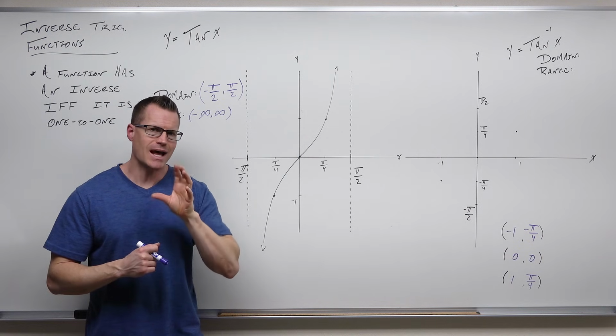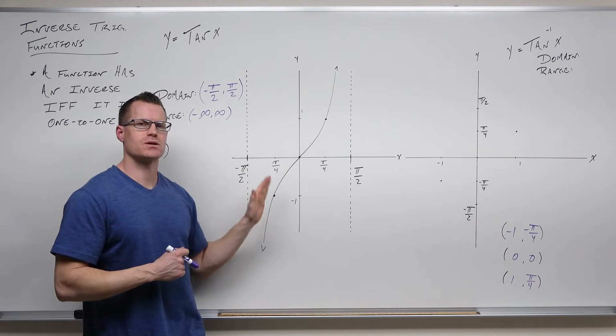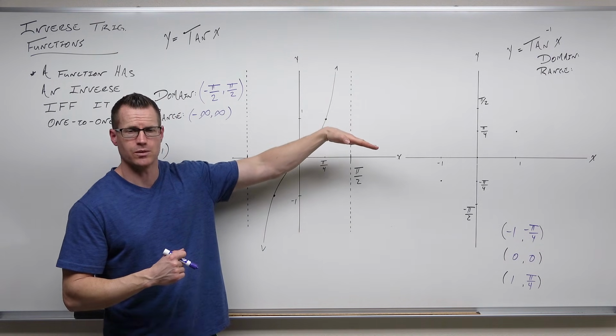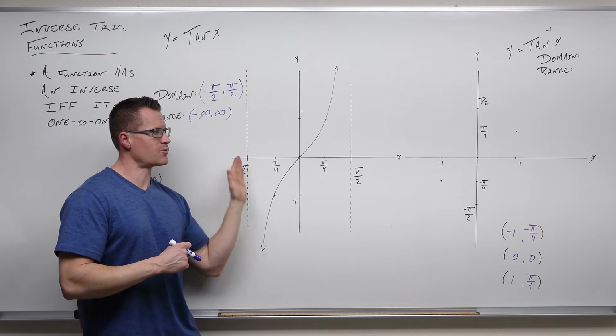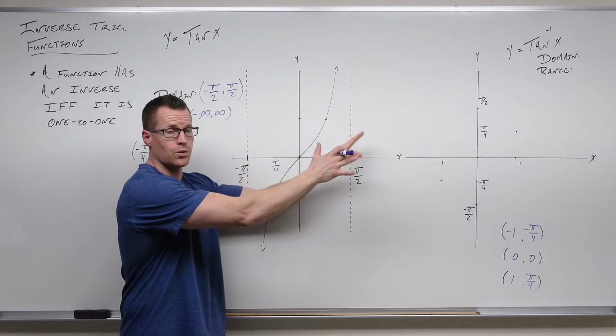In fact, even asymptotes change. A vertical asymptote said you can't have this on the x-axis. You can't have that input. Well, we're going to have now a horizontal asymptote. You can't get that out on the y-axis. And so asymptotes at negative pi over 2 and pi over 2 are still there, but they change from vertical to horizontal.